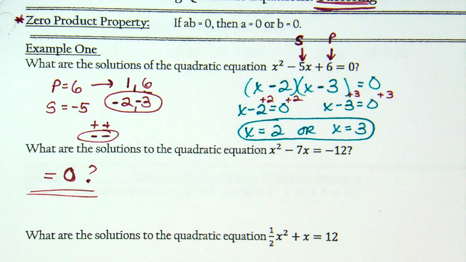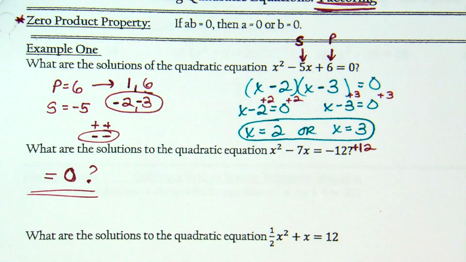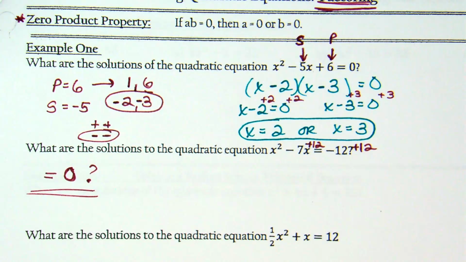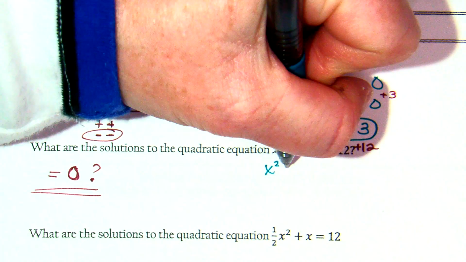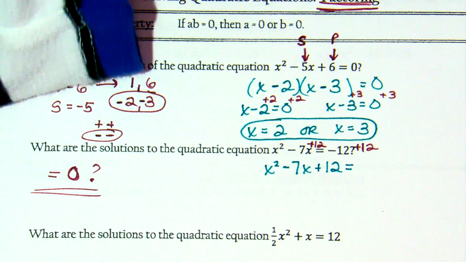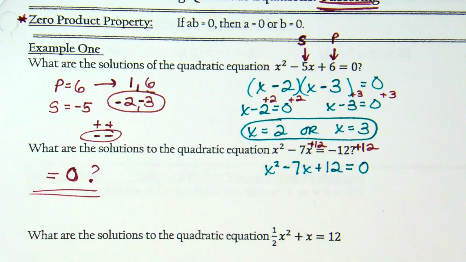Always start off by asking yourself, is my equation equal to 0? And if you're going to say no, we can't start this problem until we make it equal to 0. So what are we going to do? If it's negative 12, add 12. If you add 12 to the right, you add 12 to the left. So when we add 12 on the left, this becomes x squared minus 7x plus 12 equals 0.